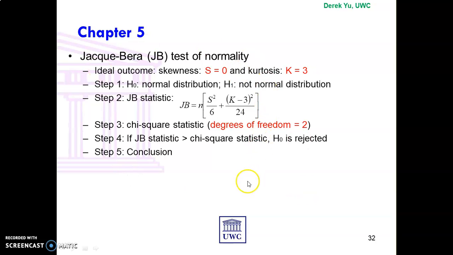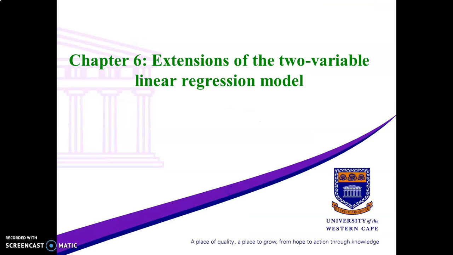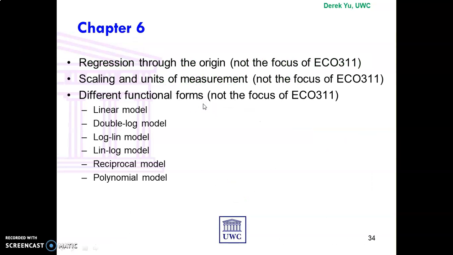This test about the normality of residuals, we're not going to do it anymore for ECO311. And then chapter 6, okay? Different functional forms: linear model, double log, log log, reciprocal model, polynomial model. I'm not going to ask questions on the different functional forms anymore for ECO311.